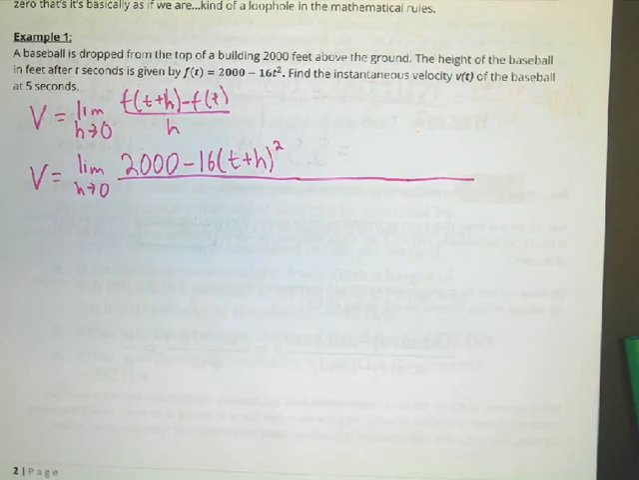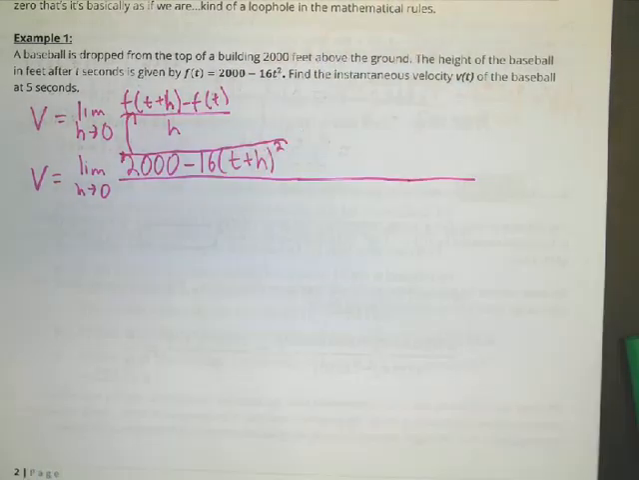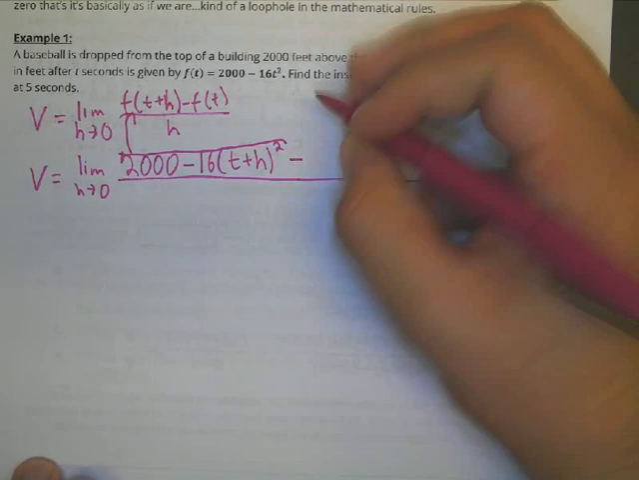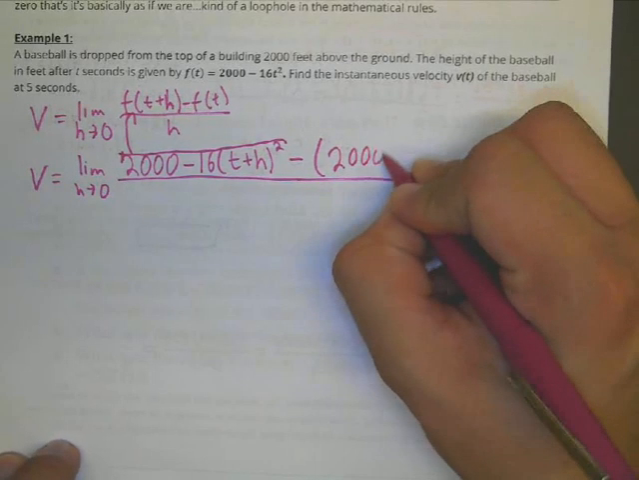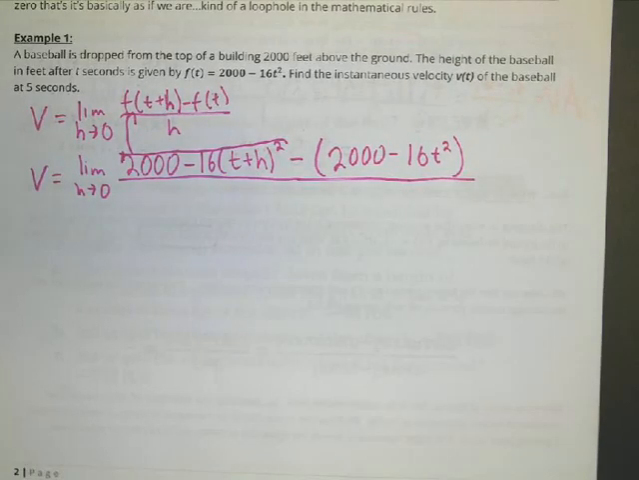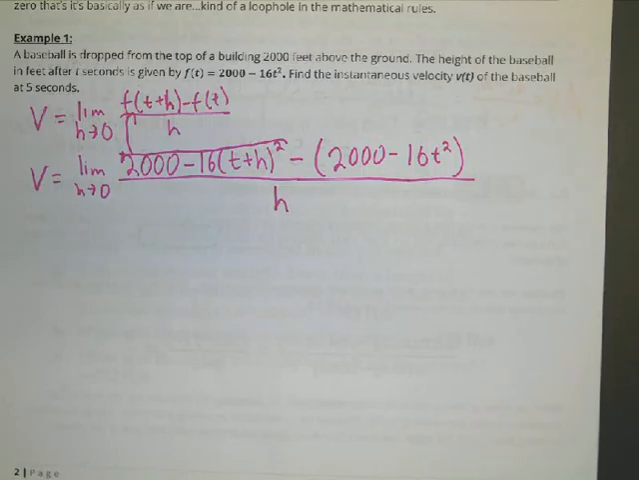So all of this stuff corresponds to f of t plus h. I've just plugged in a t plus h wherever there was a t. Minus, remember to put a parentheses after the minus sign, because it has to apply to the entire function. And so then you're going to plug in f of t. So what goes after that? Yeah, you just plug in the function. You just plug it in. And it's going to be over what? h. Alright. Okay.